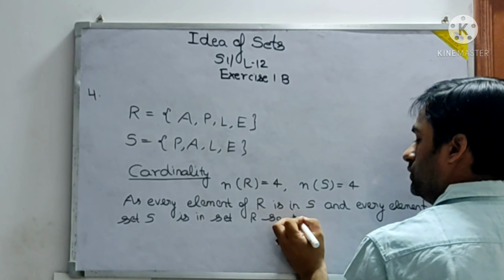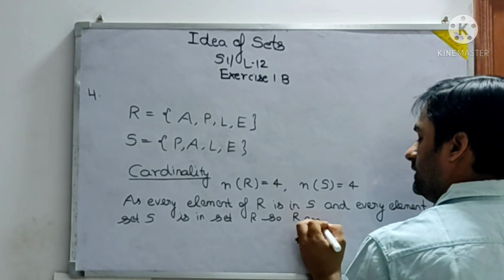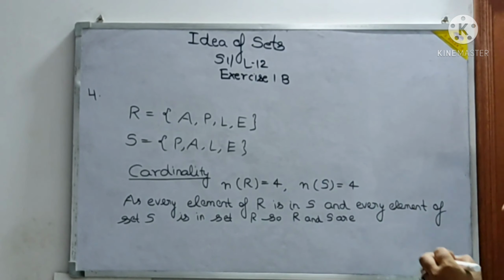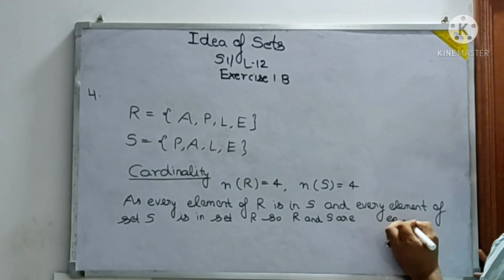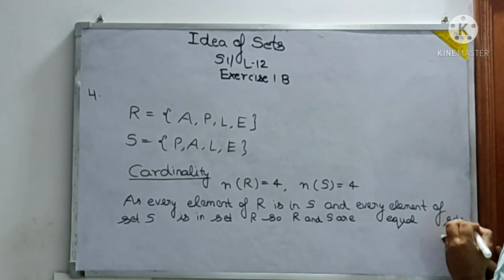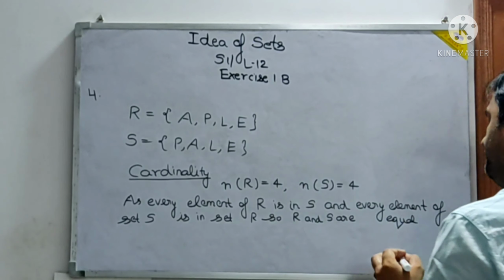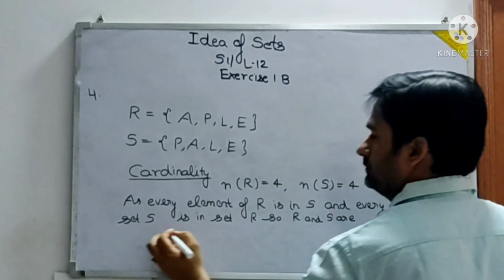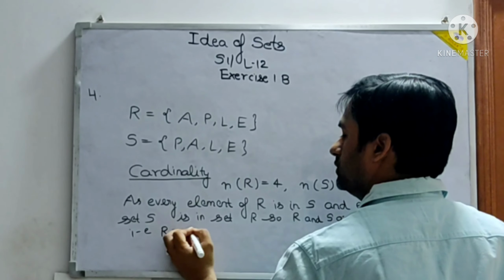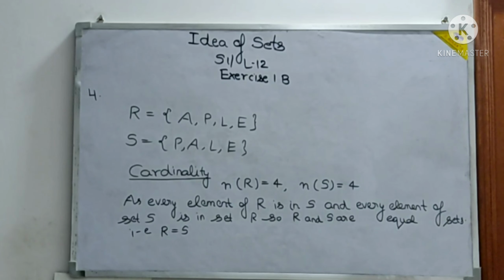So R and S are equal sets. That is R equal to S. Okay, that is the representation for equal sets.